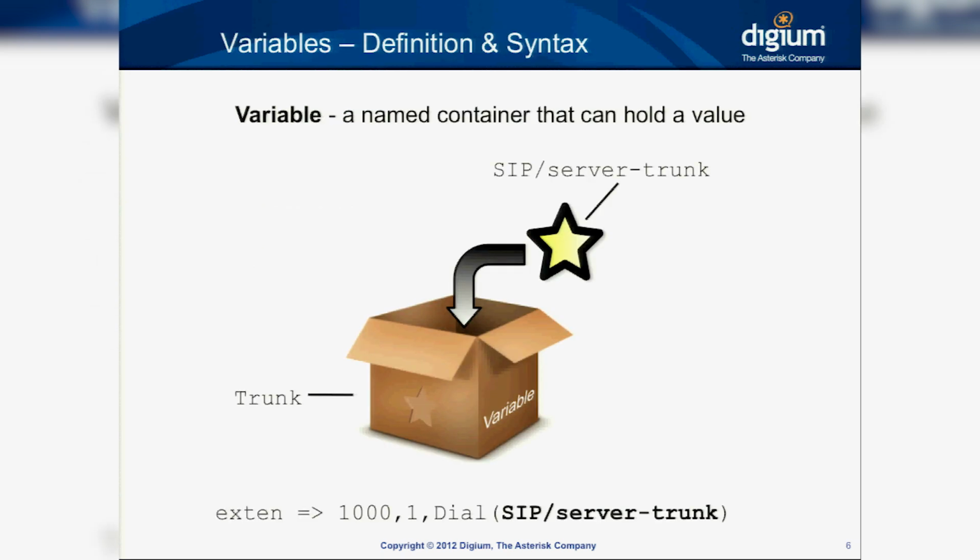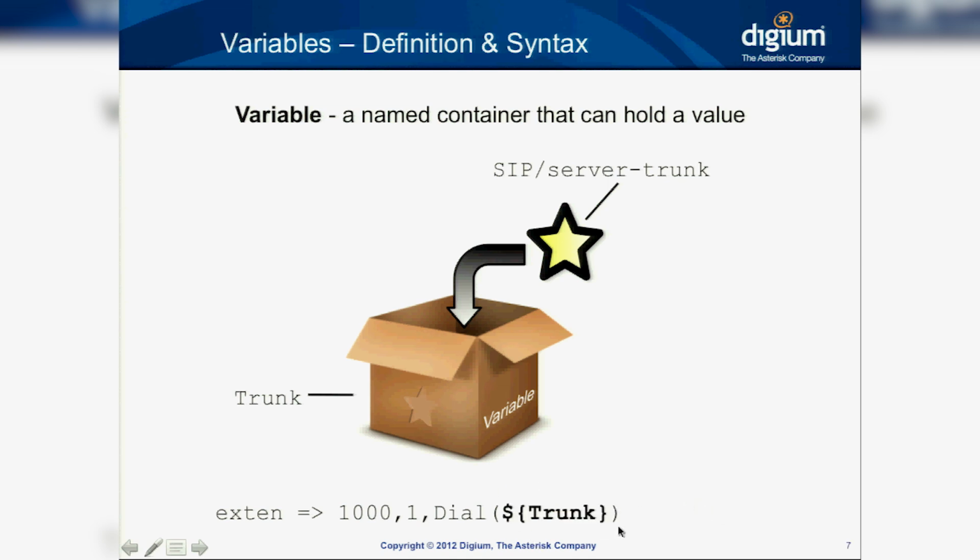Let's talk about variables. What is a variable? If you remember back to your high school algebra class, you used variables. And it's very much the same way in a programming language. A variable is going to be a bucket where you are going to store some information. And then I say, when I have that bucket, give me what's inside. So in this case, I have a bucket or a box, and it's called trunk. And I'm storing inside that variable called trunk the data, SIP/server trunk.